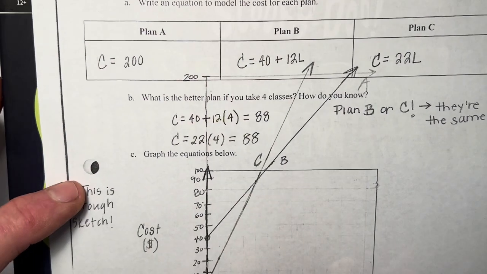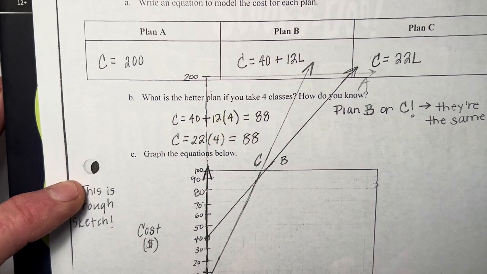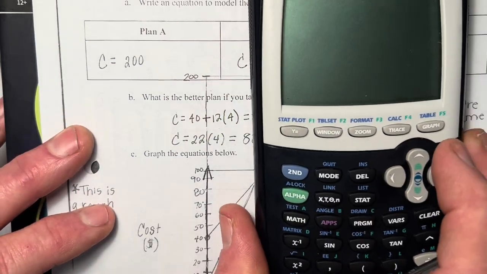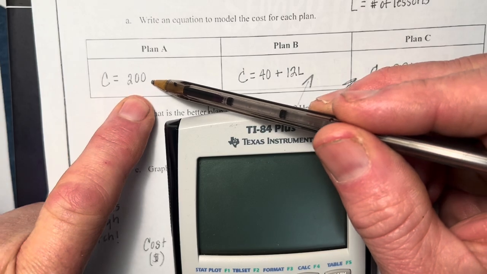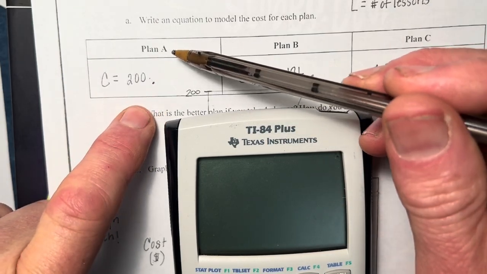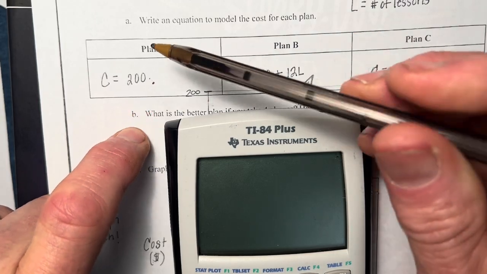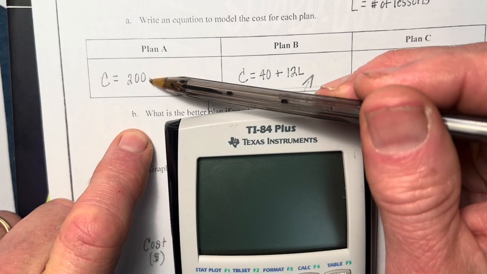So that's going to be a graph that I'm going to actually do right on the calculator to show you these skills. Yeah, so plan A is just a flat rate of 200. Don't make that 200x. It's not like each lesson you take is 200. It's that you can take unlimited lessons, and no matter how many lessons you've got, it's at 200.